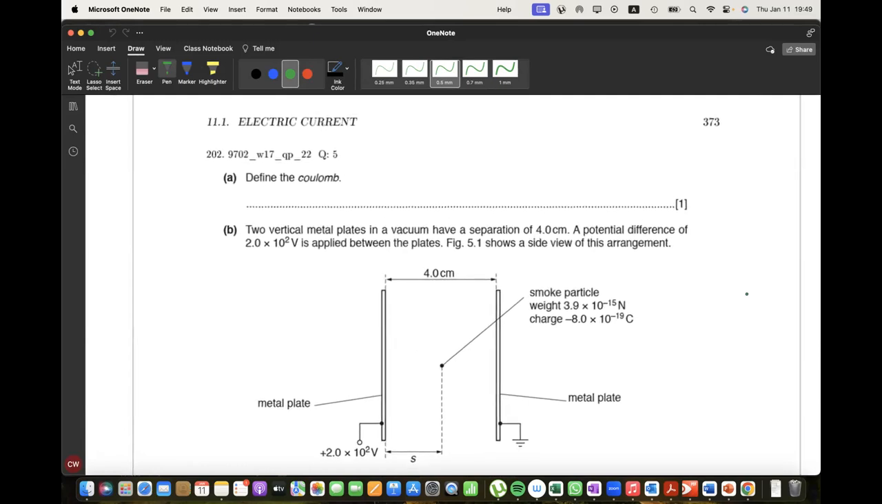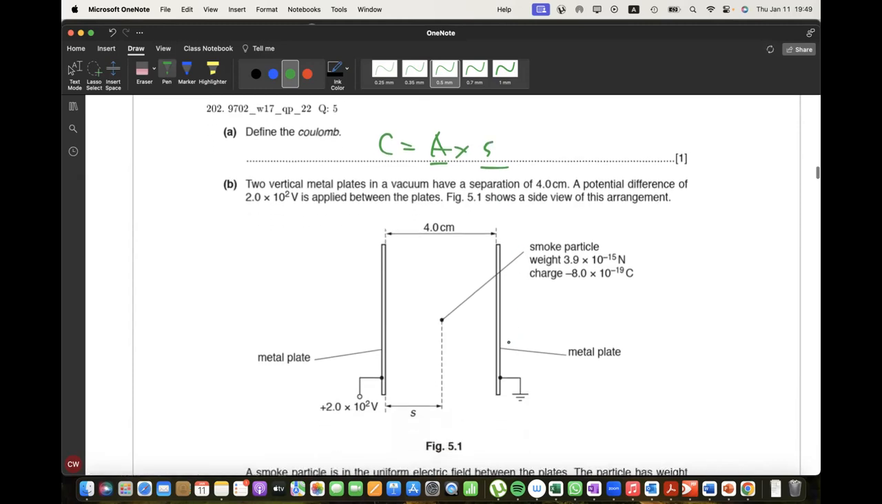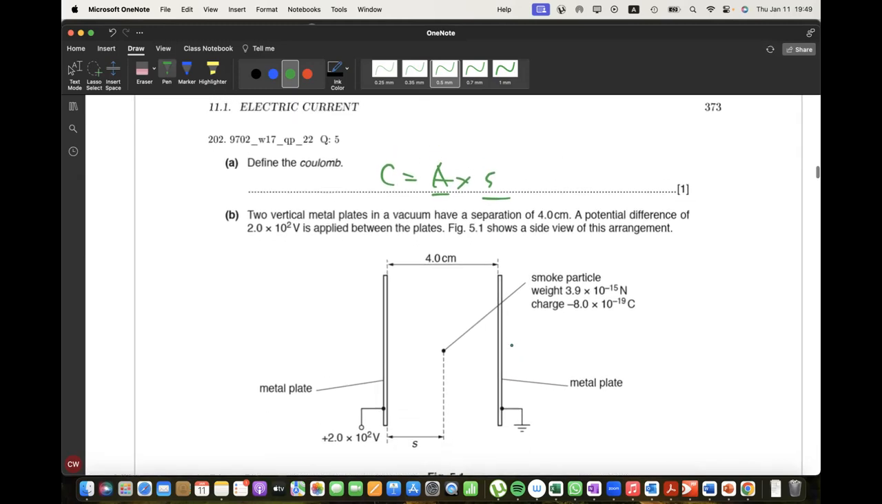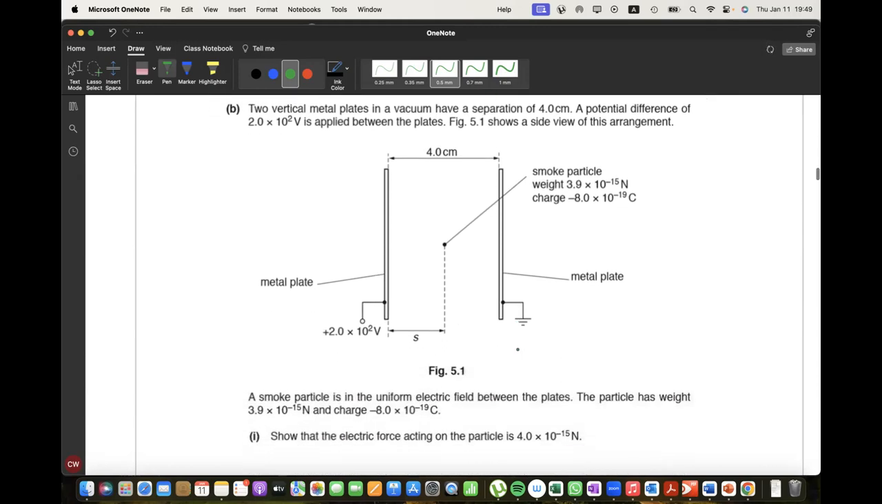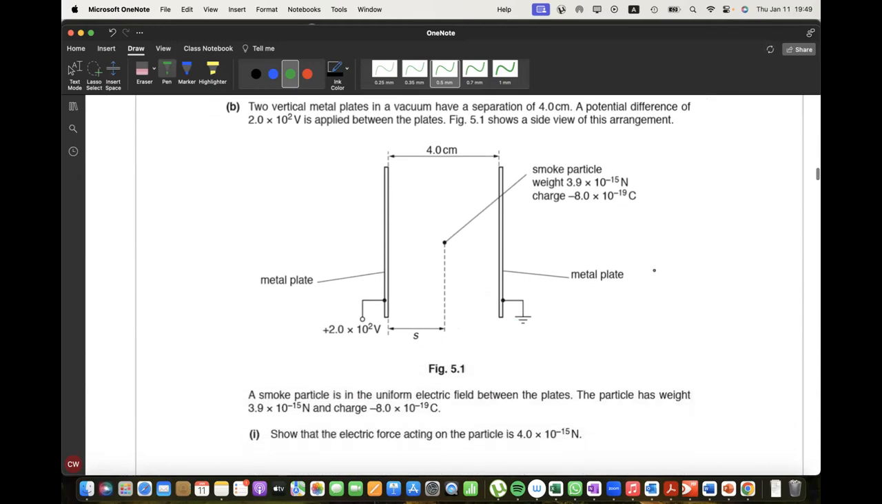Okay, next one, the Coulomb thing, I think you know what to do. So it's the same lah. Definition of Coulomb: C equals A times S. Ampere times second, that's all. Second one, actually this one will not come out in the exam because this one is something called electric field. Electric field is now in A2. So you learn all this again in A2.